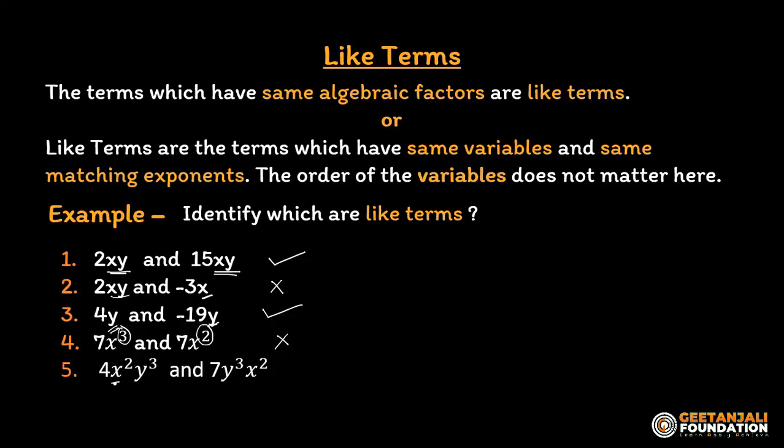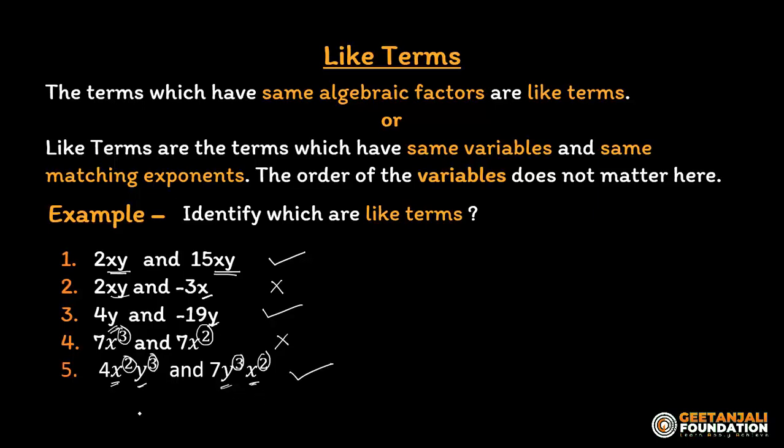Now next, 4x square y cube and 7y cube x square. Look here, you have x, you have y, and the exponent of x is 2. Here also the exponent of x is 2. Here the exponent of y is 3, here also the exponent of y is 3. So what we consider, they should have the same variable and the variable must have the same exponent. It doesn't matter in what order they are written. It is absolutely fine. So these are like terms.